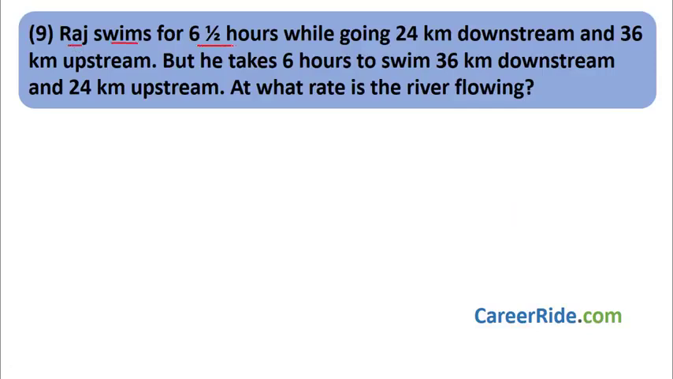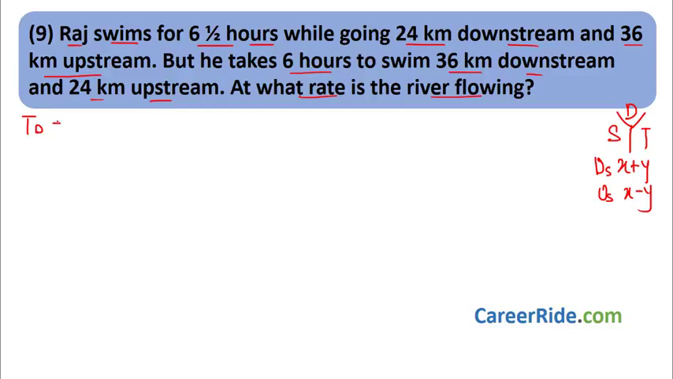Raj swims for 6.5 hours while going 24 kilometers downstream and 36 kilometers upstream. But he takes 6 hours to swim 36 kilometers downstream and 24 kilometers upstream. At what rate is the river flowing? Now here we have our DST, we will have our x plus y, the downstream speed, and x minus y, the upstream speed. Correct? Raj swims for 6.5 hours while going 24 km downstream and 36 km upstream. So while going downstream, time is TD, while going upstream, time is TU, and total time taken is 6.5 hours.